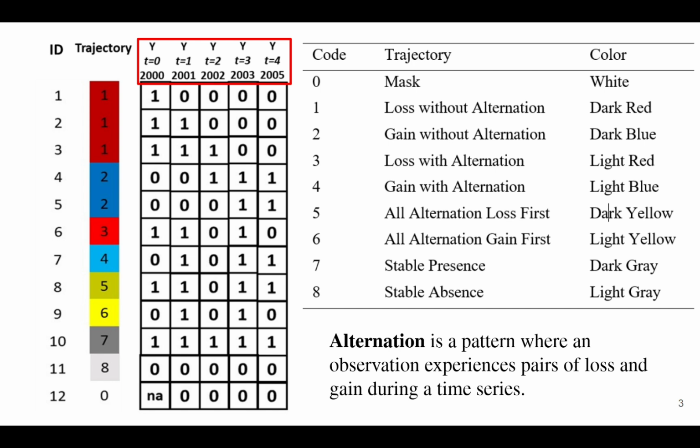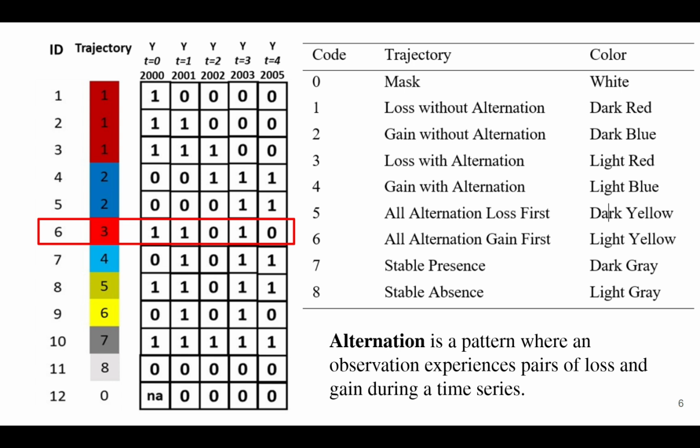Each observation is one of 8 trajectories. The first 3 observations begin with presence, then lose exactly once to end with absence. This first trajectory is called loss without alternation. The next 2 observations begin with absence, then gain exactly once to end in presence. This second trajectory is called gain without alternation. Observation ID 6 begins with presence, then loses, then gains, then loses to end in absence. This third trajectory is called loss with alternation.